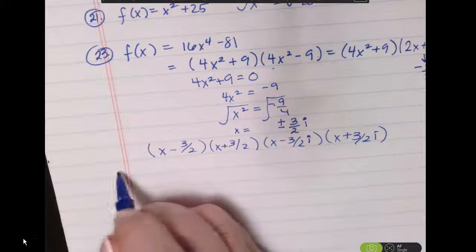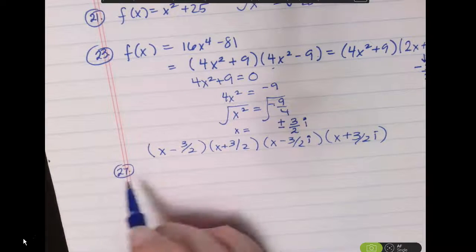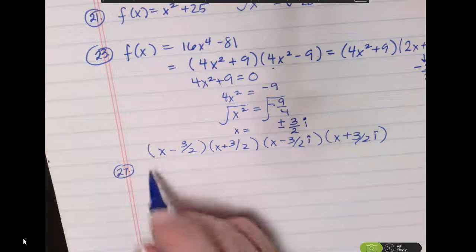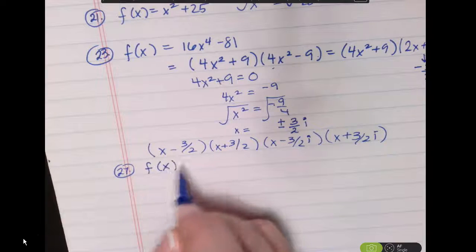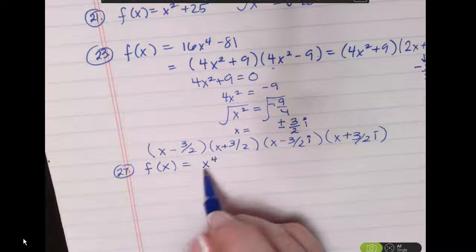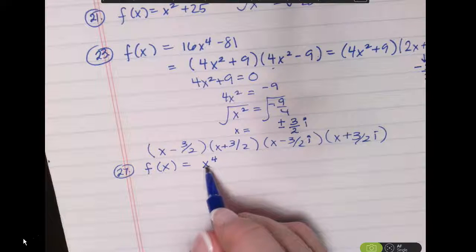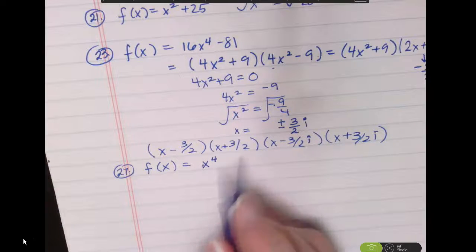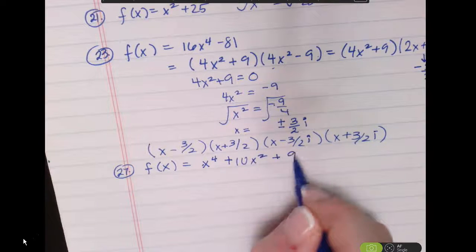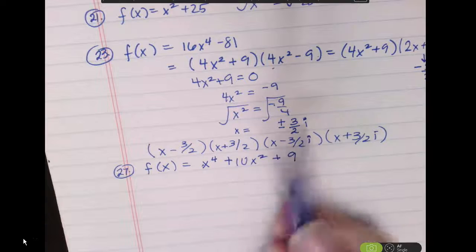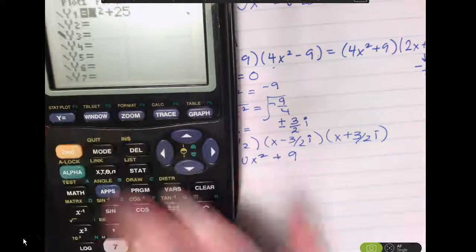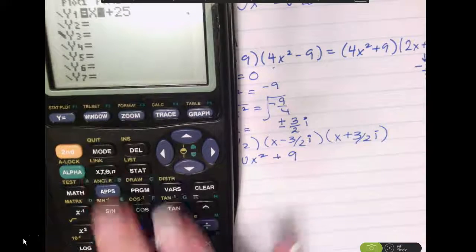In number 27, we have finally a polynomial that doesn't have one of those patterns. So we have x to the 4th plus 10x squared plus 9, and so we want to look for a root. So let's go ahead and plot this in our graphs.